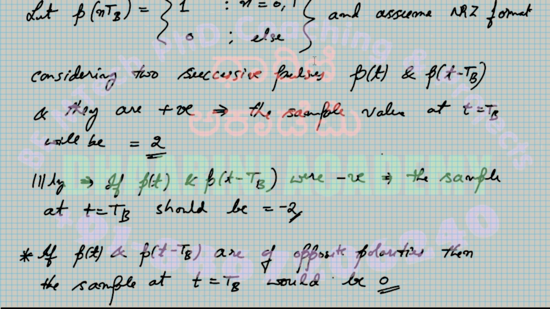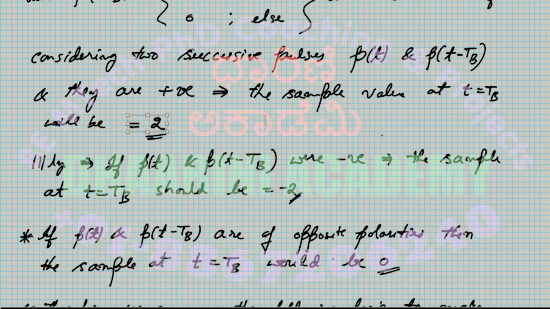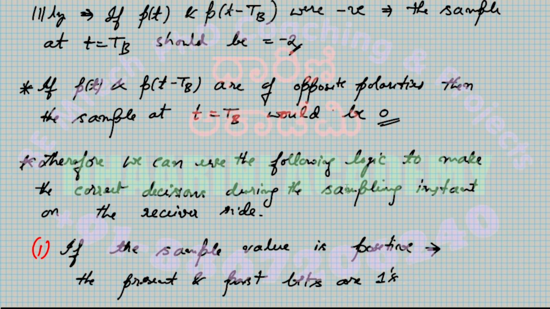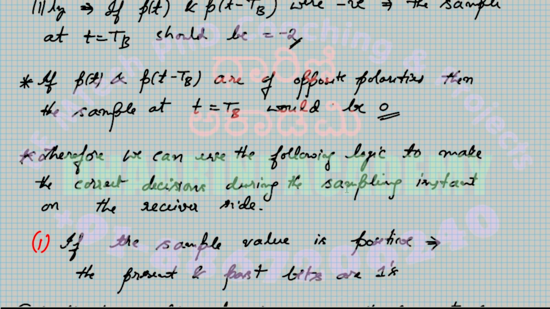So if you have two successive pulses, P of t and P of t minus Tb, and they are positive, both of them positive, what happens to the sample value? It is 1 plus 1. We assume that there is no change, let's say, the signal just entered into the neighboring bit. So 1 plus 1 becomes equal to 2, right? Very similarly, if both are negative, P of t, the current one, and P of t minus Tb, the past bit, if you think they are negative, the sample value that is going to be considered at t equal to Tb will be negative. So minus 2 is written.